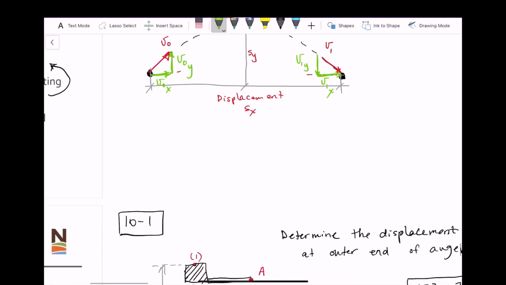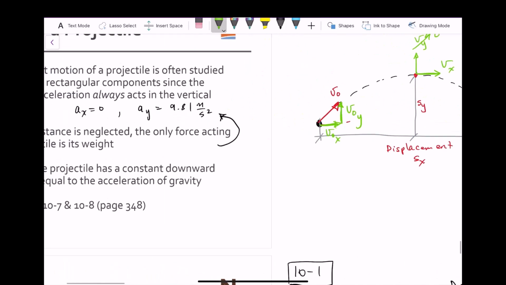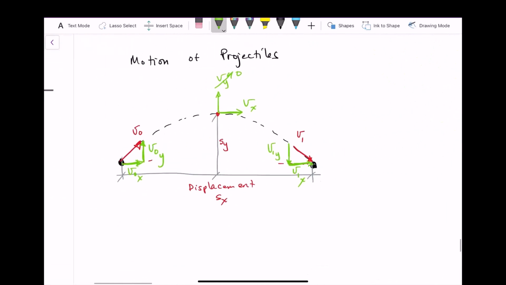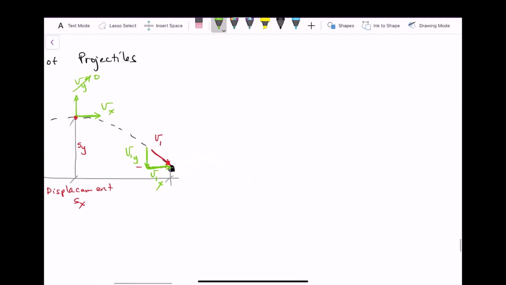So some points here. The free flight motion of a projectile studies the rectangular components. Okay, so that's again just what we talked about here. So we're going to apply these using our three equations of motion in both directions. So let's start by taking a look at example 10.7.